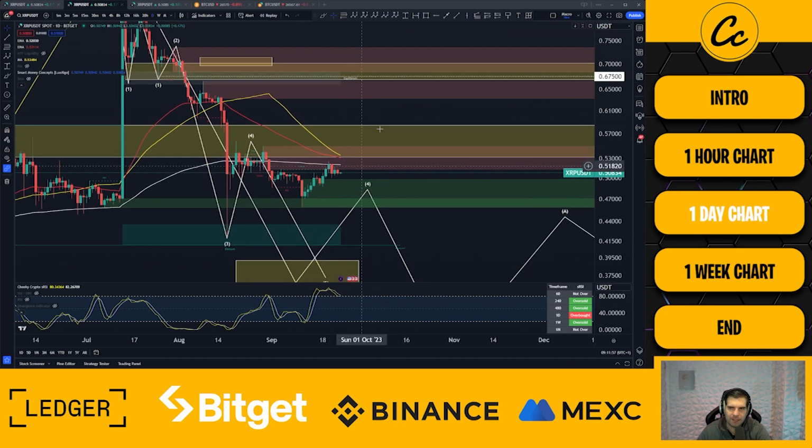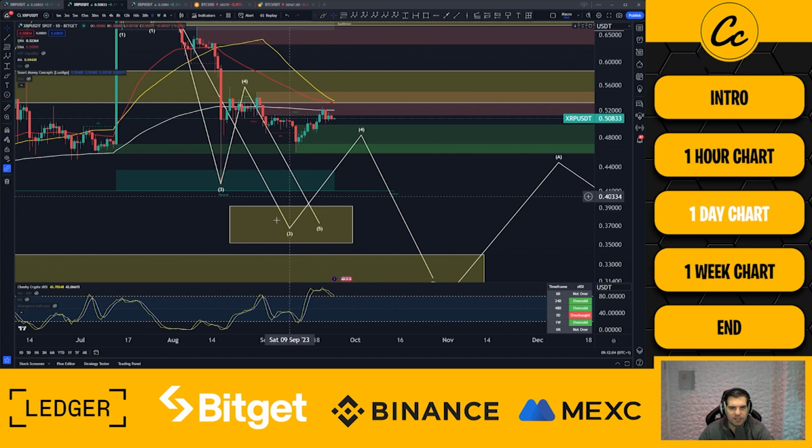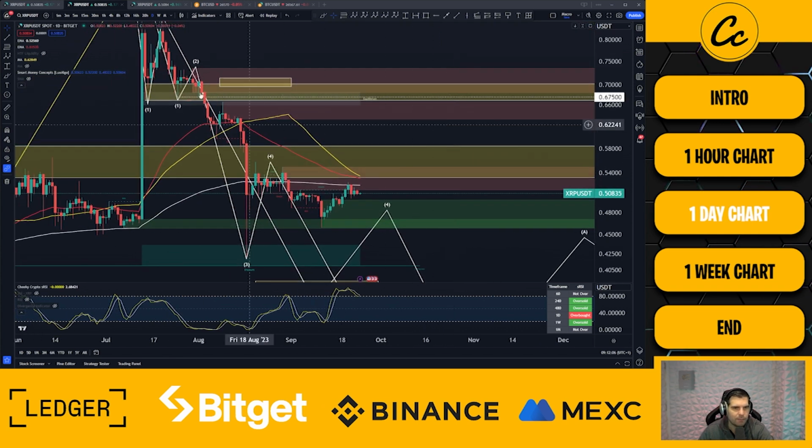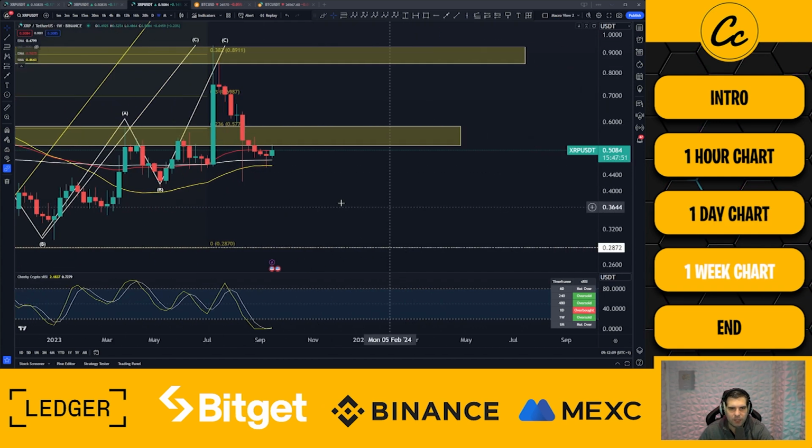In order to break out of this, we need to be above 67.5 cent. If we fail to break above 67.5 cent, then unfortunately it's inevitable that we have this breakdown, in my opinion. Let's go ahead and take a look at the weekly time frame.